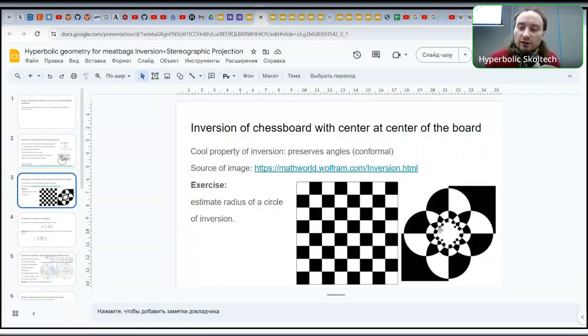Okay, there is an exercise. Please estimate the radius of the circle of inversion here somehow. Actually, the previous question was a hint. You can see the radius of one of the circles inverted from lines.